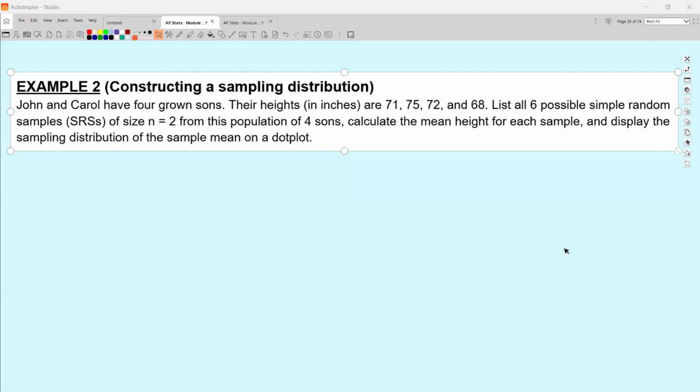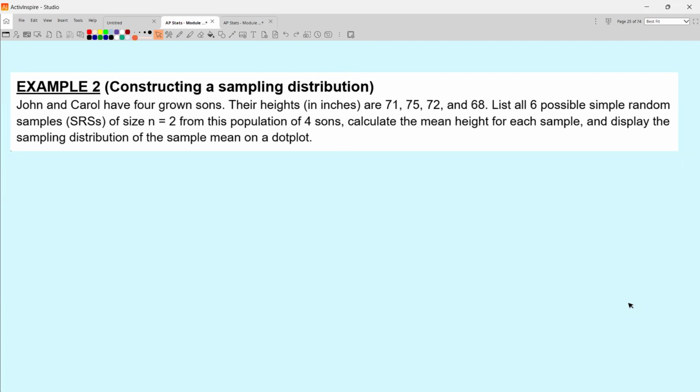Let's back up into the real world for a second, because we can't theoretically do every single possible sample of all pennies. Let's do something that we can do. John and Carol have 4 grown sons. Their heights in inches are 71, 75, 72, and 68. You are asked to list 6 possible simple random samples of size n equals 2 from this population of 4 sons. And we're going to calculate the mean height for each sample and display those in a sampling distribution on a dot plot.